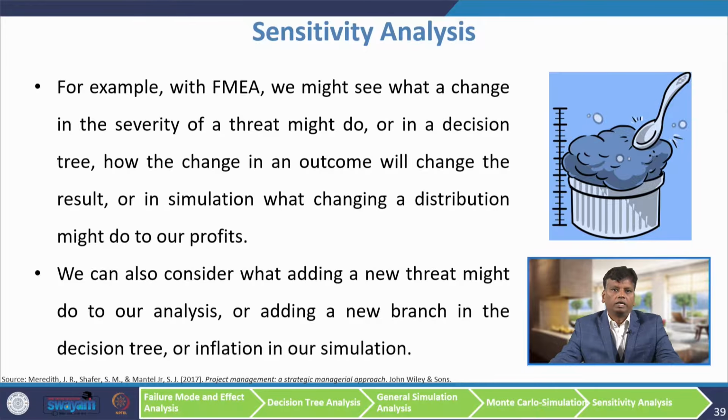We can also consider what adding a new threat might do to our analysis, or adding a new branch in the decision tree, or inflation in our simulation.